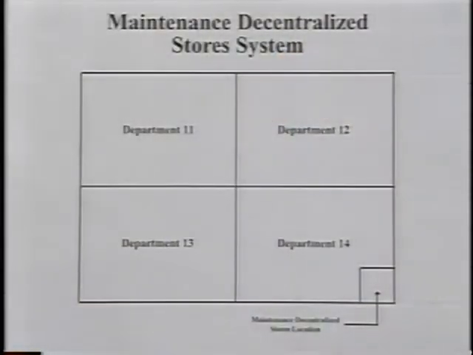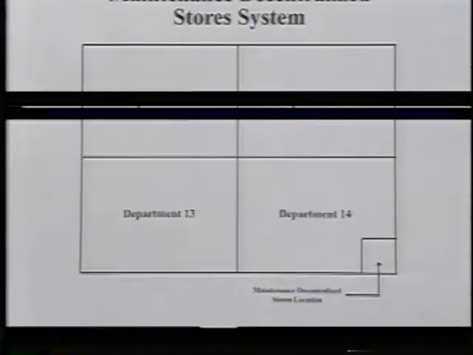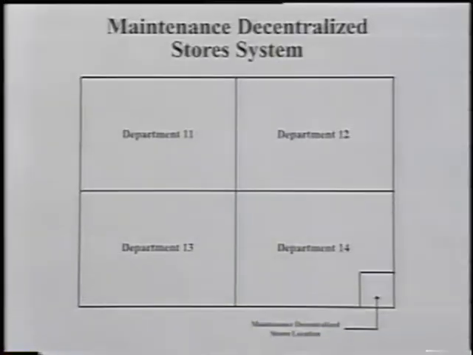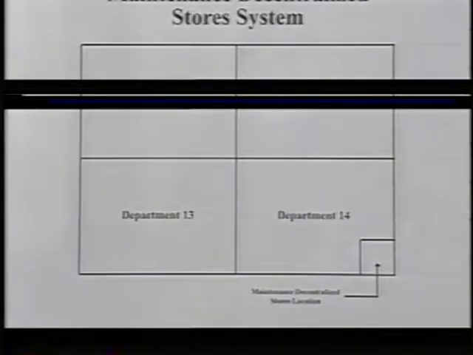Now, continuing on page number 34, we show you what is referred to as a decentralized storeroom location. And in this case, this would be under lock and key, but it would only contain items that are used by those four manufacturing departments. They could be non-manufacturing in a service industry. And any maintenance requirement that needs those items would be pulled from that decentralized storeroom by the craft person itself.